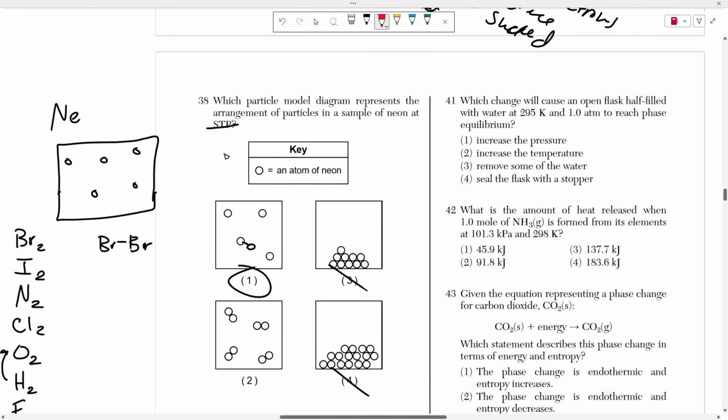Number 41 asks which change will cause an open flask, half filled with water at 295 Kelvin at 1 atmosphere, to reach phase equilibrium. So whenever you have equilibrium, the rate of the forward reaction is equal to the rate of the backwards reaction, and as a result, you have no net change. So when we talk about phase equilibrium, that means that phases are changing at the same rate, okay? So what happens here? If I have a flask filled with water, what type of phase changes are happening here?